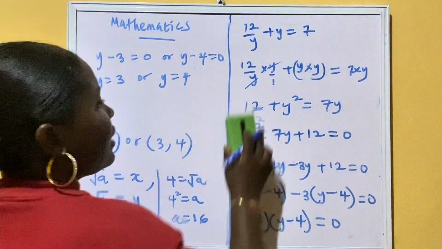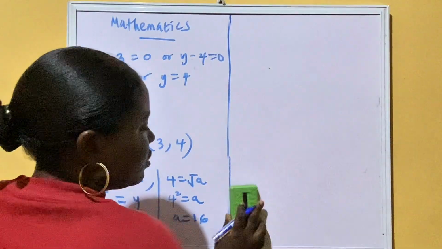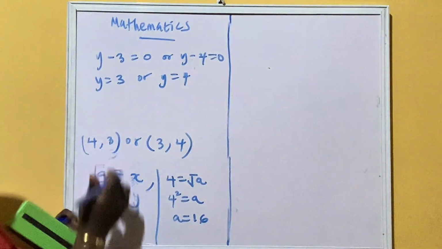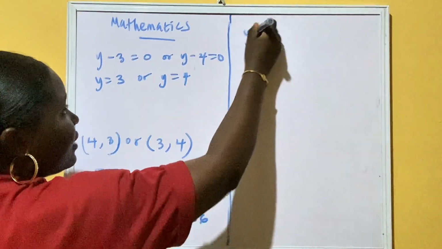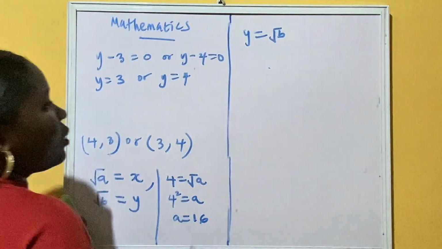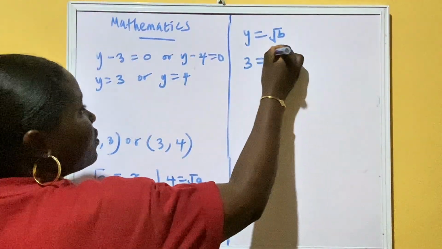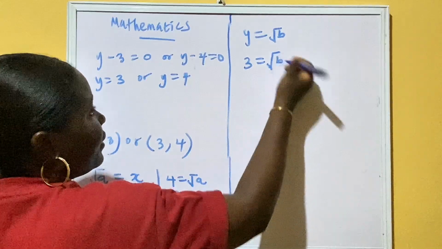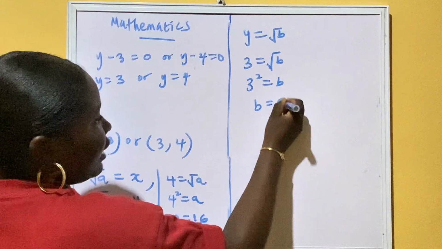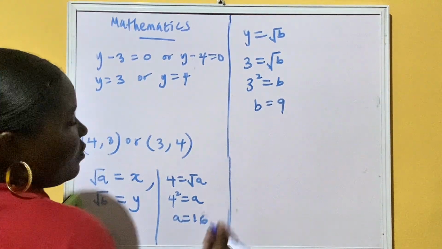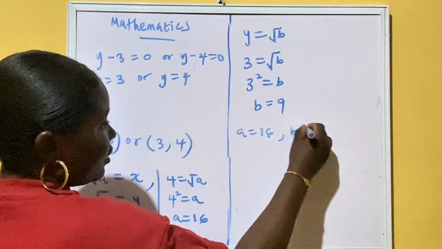Then we're working with this alone now. If you remember, we said y is equal to the square root of b. So if y is 3, 3 equals the square root of b. Now 3 squared will be equal to b. So b is equal to 9. That tells us that a equals 16, b equals 9.